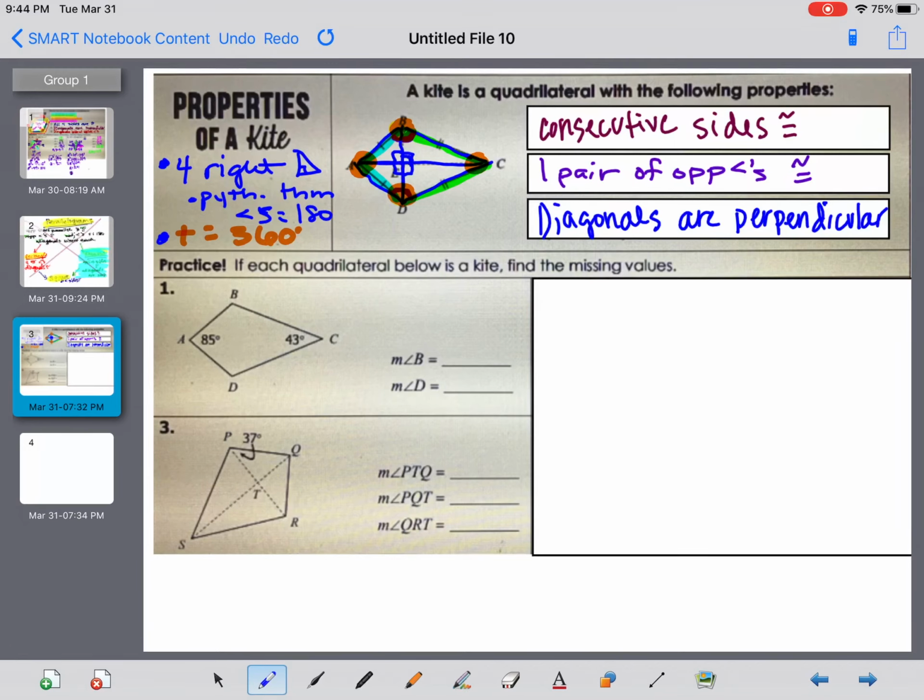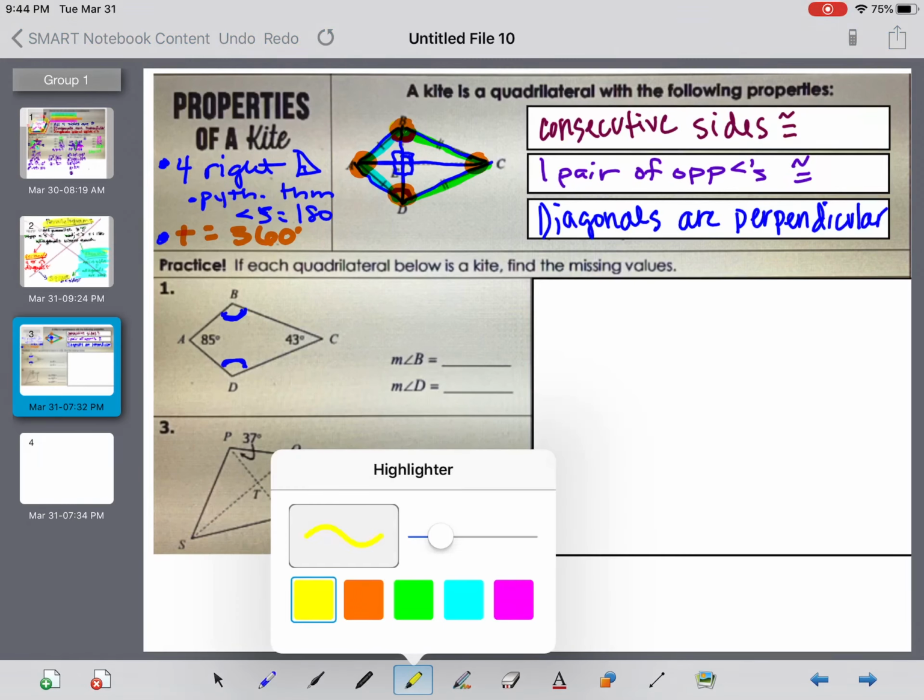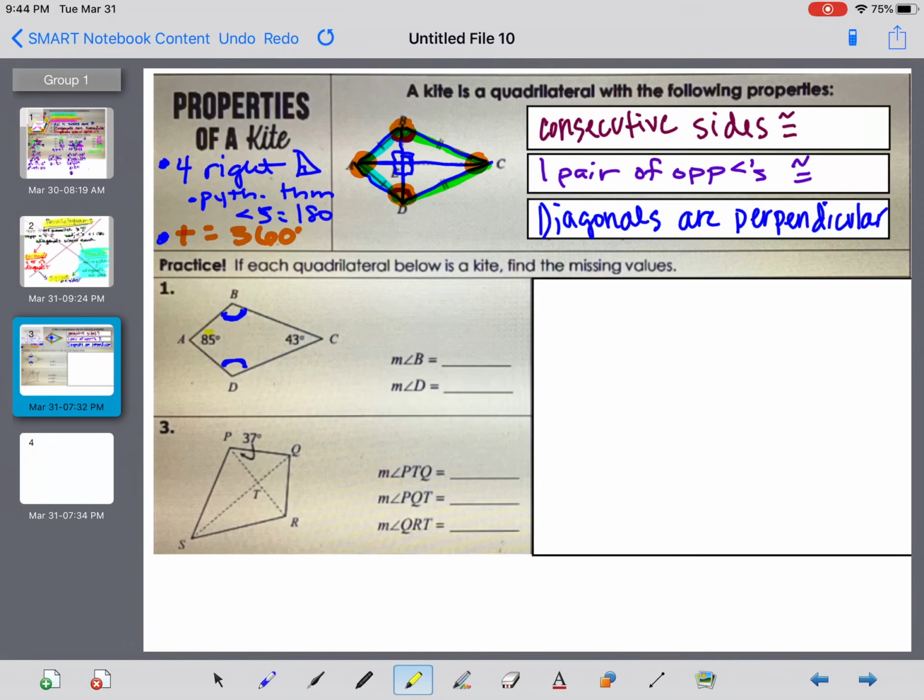Let's continue. All right, number one gives us this kite ABCD, and it tells us that angle A is 85 degrees and angle C is 43 degrees, and it wants us to find angle B and angle D. Now, the first thing that I know is that angle B and angle D are equal to each other because those are those middle angles in the middle of the kite, those opposite angles that are equal to each other.